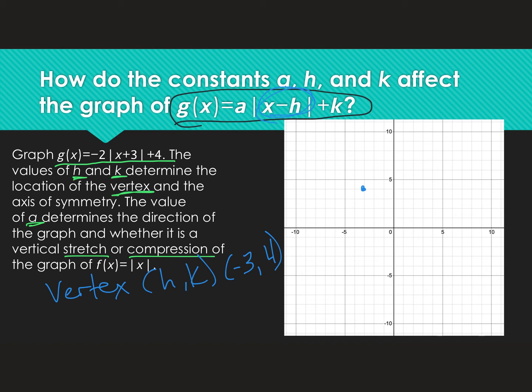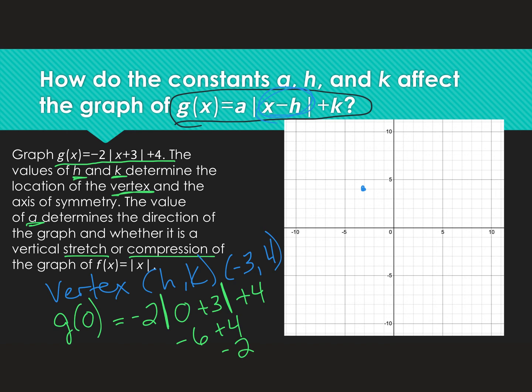Next, I'm going to substitute in a value. I'm going to substitute in x is 0, so it's actually g(0). g(0) equals negative 2 times the absolute value of 0 plus 3, plus 4. So I have negative 2 times 3, which gives me negative 6, plus 4, which gives me negative 2. So the next point I know is the point (0, -2). So (0, -2) is down here.